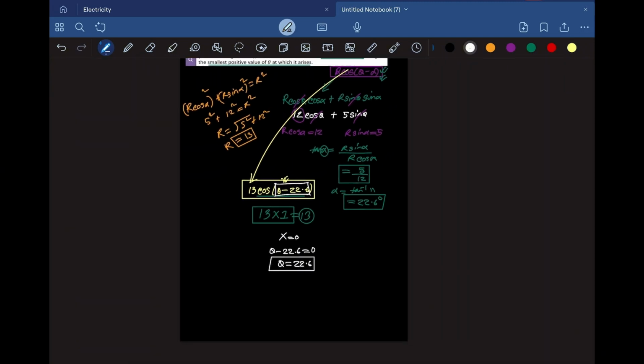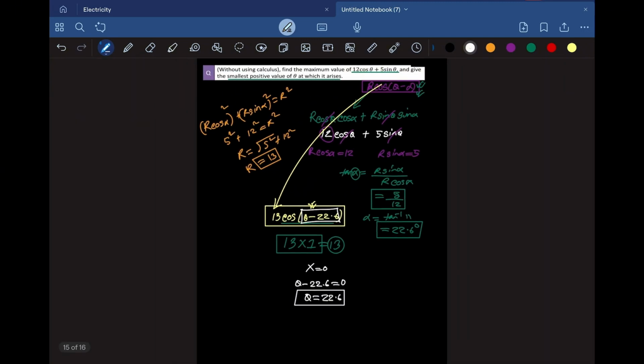So just in order to figure this out, we have to do a lot of things. So hopefully you have understood this trigonometric maxima and minima, and you won't face any more issues while solving this type of questions in the exam.